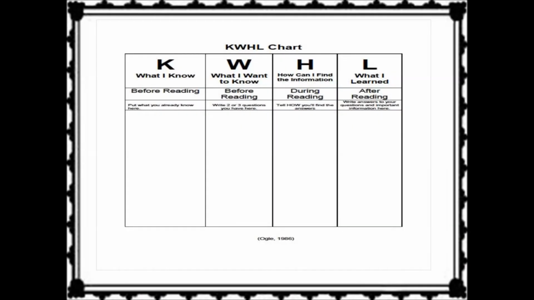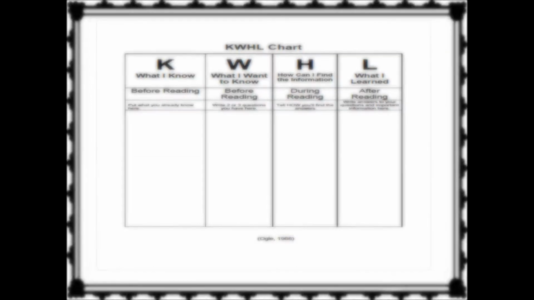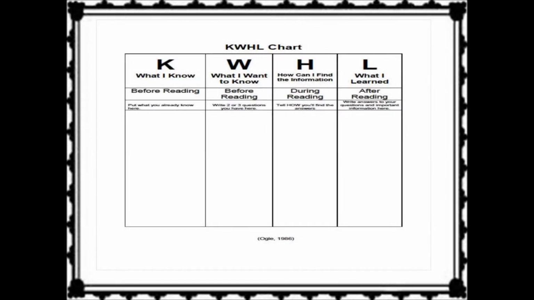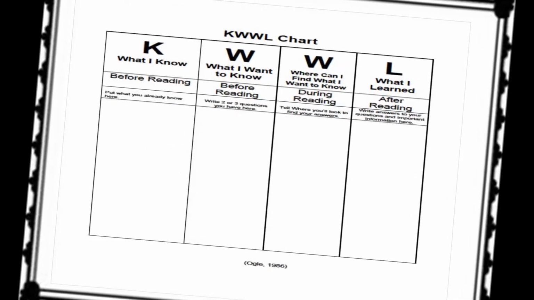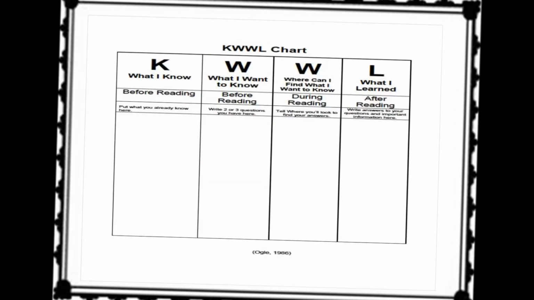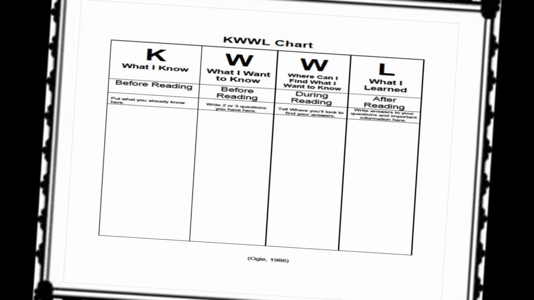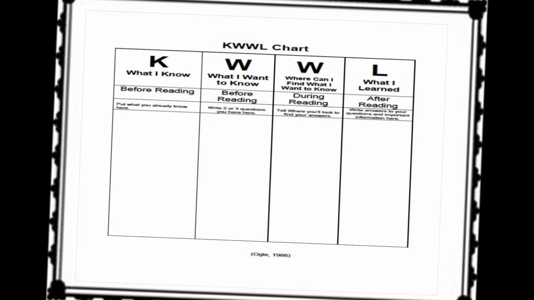There is another chart also, the KWHL chart, where K means what I know, W means what I want to know, H means how can I find the information, and L is what I learned. There is another chart called the KWWL chart, that is what I know, what I want to know, where can I find what I want to know, and what I learned.